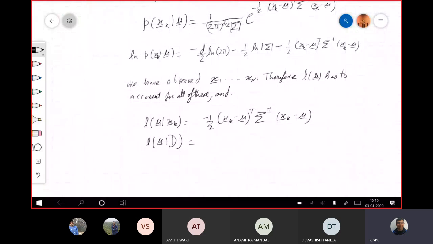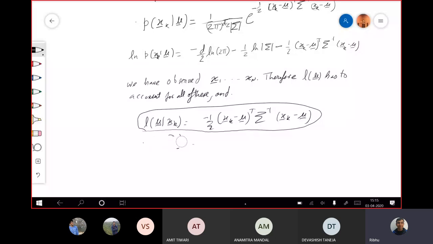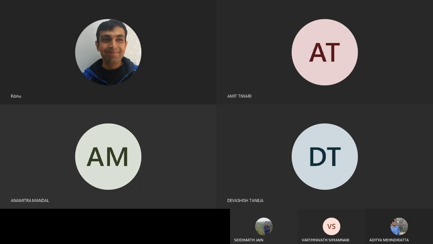So L of mu given xk and L of mu given D will be minus half summation k equal to 1 to capital N xk minus mu transpose sigma inverse xk minus mu. This is okay. Now this is what we have.